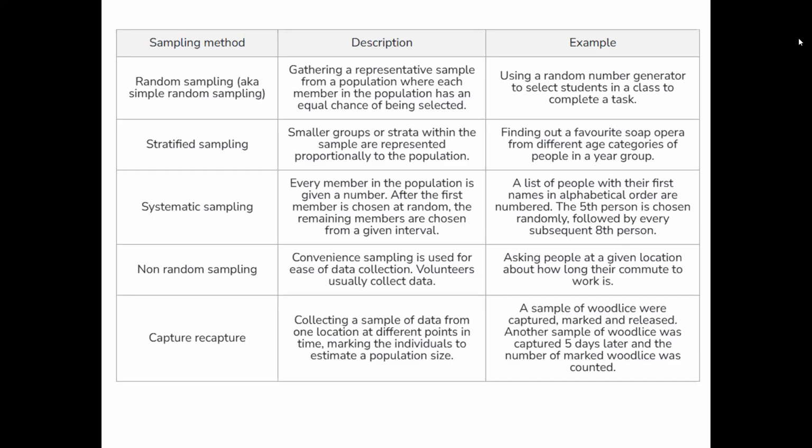And capture-recapture: what we do is collect a sample of data from one location at different points in time, marking individuals to estimate the population size. For example, you mark and release, then another sample is captured five days later, and the number that was marked is counted. So you collect data from one location at different points in time, marking individuals to estimate population size.